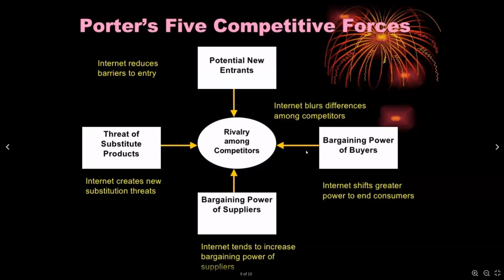So there's something called Porter's 5 competitive forces. I don't know if you've heard about this. Porter is a Harvard Business School professor, and he came up with these forces that determine how a market operates, right? So when you have any product, there is always the threat of having a potential new entrant.